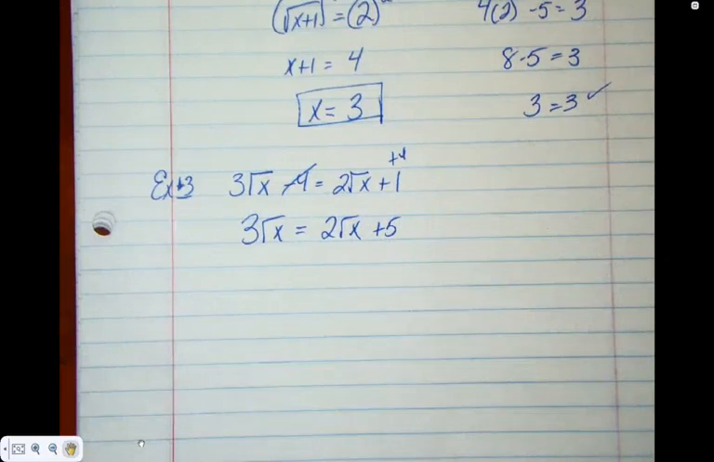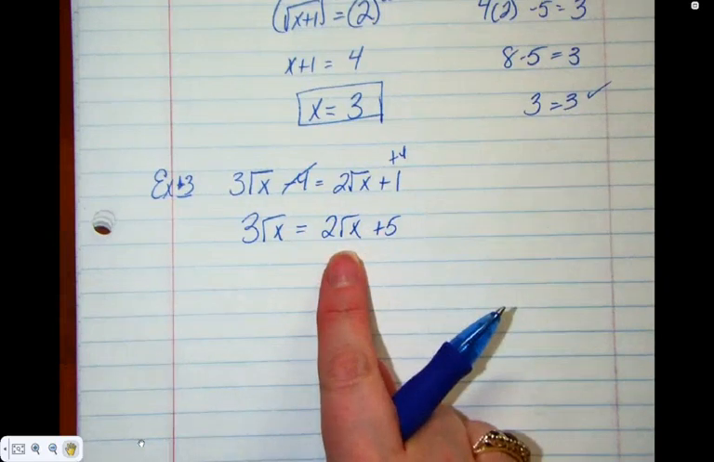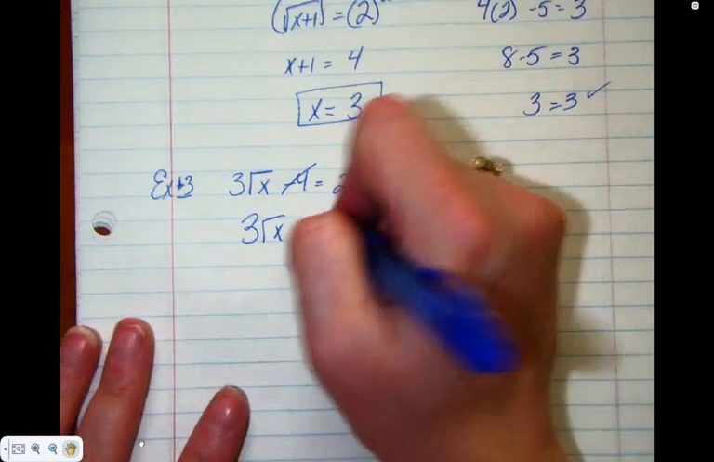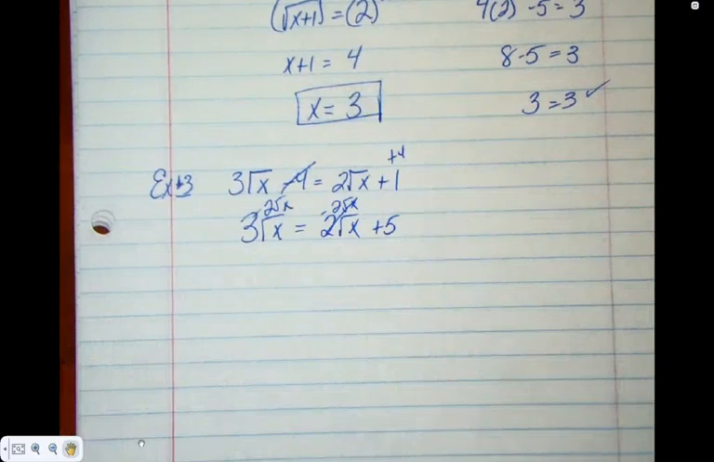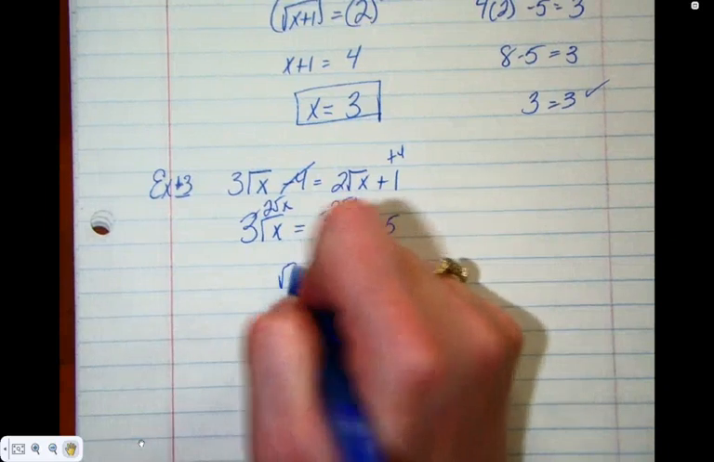Now I want all of the roots onto one side. So how am I going to move a 2 root x? Right now I'm adding it to the right-hand side. I'm going to subtract it, just like we do with regular variables. So I'm going to minus 2 root x from each side. And this is why we practice subtracting and adding. 3 root x minus 2 root x, root of x.